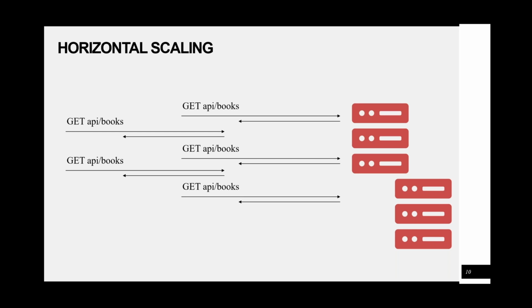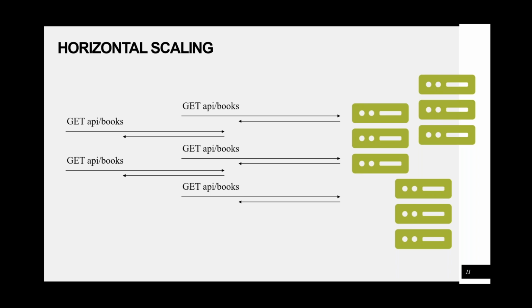So we add one, and the fifth request can be handled, still a bit slow, but we're not getting a service unavailable error anymore. We add another virtual server, and there we go. Our 5 requests can be handled at the same time because we scaled out horizontally.